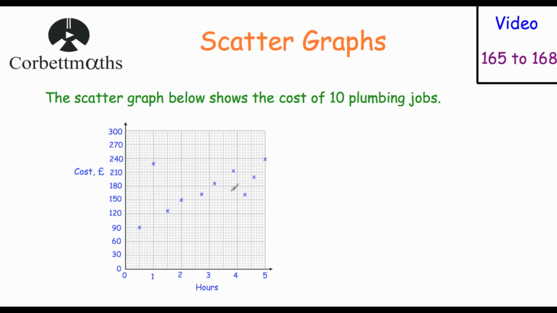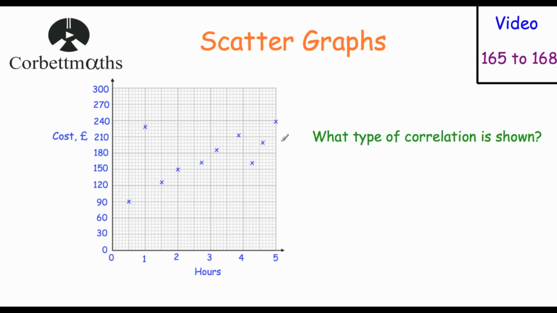So here's a scatter graph, and it shows the cost of 10 plumbing jobs. So we've got these 10 plumbing jobs, you've got the duration from 0 up to 5 hours and the cost from 0 up to £300, and you've got all the points there. And our first question says, what type of correlation is shown? Because the points are going upwards, in other words, as the hours are going up, the cost is going up, that is a positive correlation, so positive.